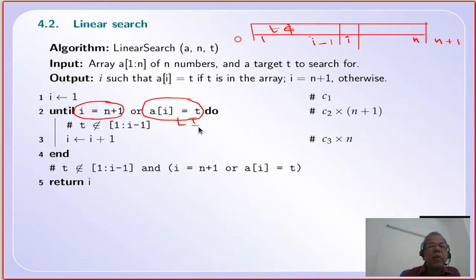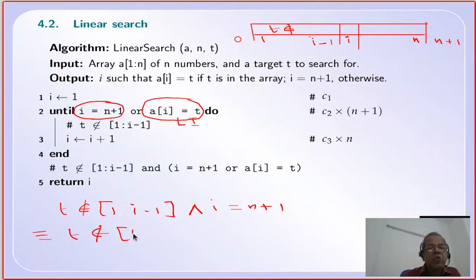About loop invariant, I said the loop invariant is true at the start of every iteration. The loop invariant is true at the start of the loop. The loop invariant is true when the loop terminates. Therefore, here the loop invariant, t is not in 1 to I minus 1, is true, and either I is equal to n plus 1 or a at I is equal to t. T is not in 1 to I minus 1 and I is equal to n plus 1. This is equivalent to t is not in 1 to n.